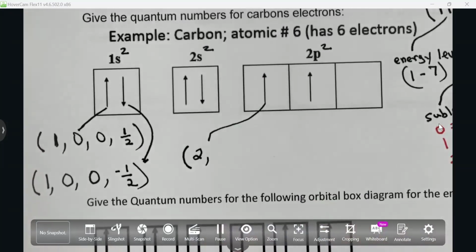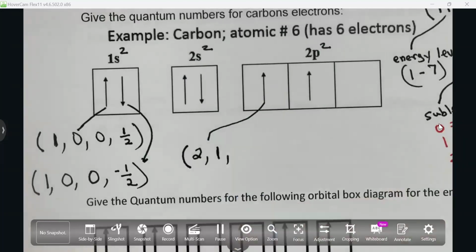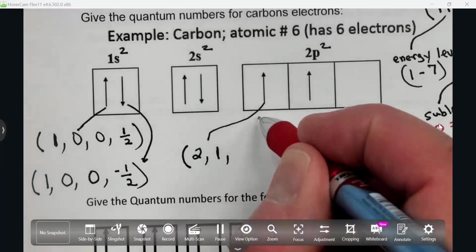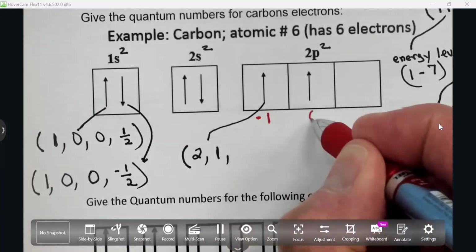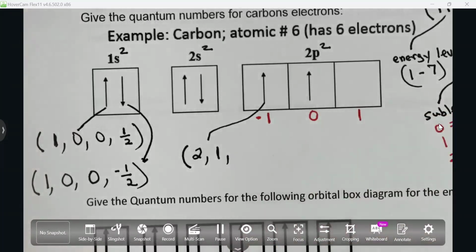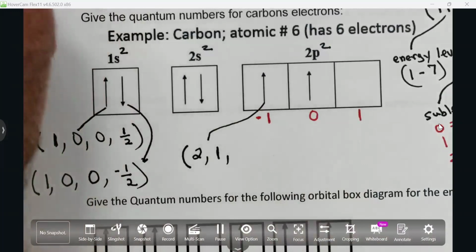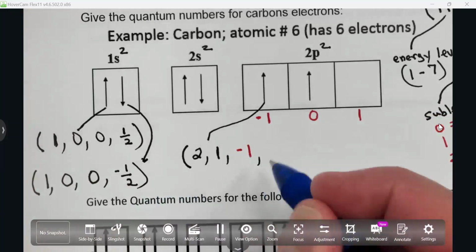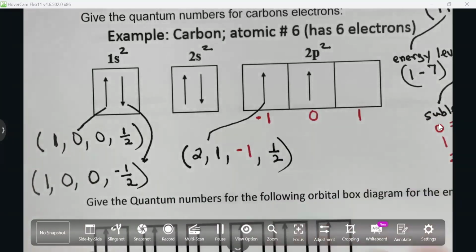The next one is locked in. 0 for S, 1 for P, 2 for D, 3 for F. 1 for P, yes? My third number tells me the exact orbital once I go up there and number these. If this is a 1, this one's -1, this one's 0, and that one's +1. Which one is it in? Oh, it's in -1, right? And which way is it spinning? 1/2.